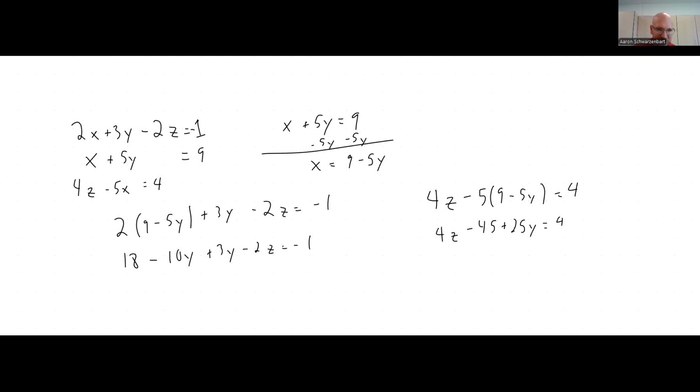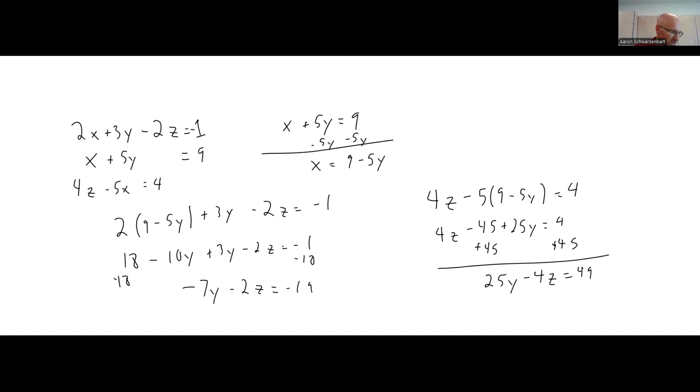So I'll move the 18 to the other side, and I'll get -7y minus 2z equals -19. And over here, I'll add 45 to both sides, giving me 25y, I'm changing the order, minus 4z equals 49. At this point, you could do substitution, or I would prefer to do elimination.